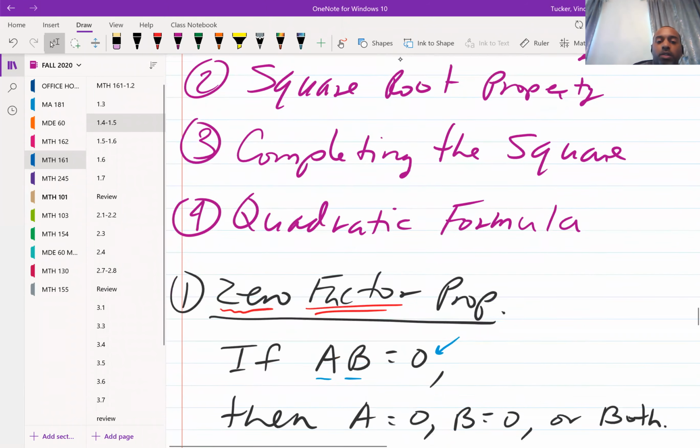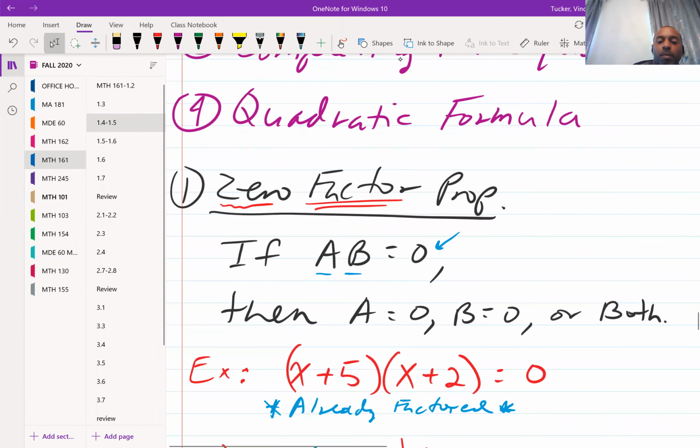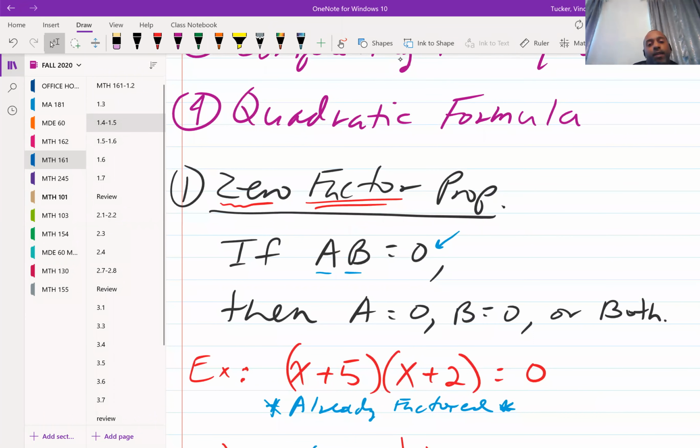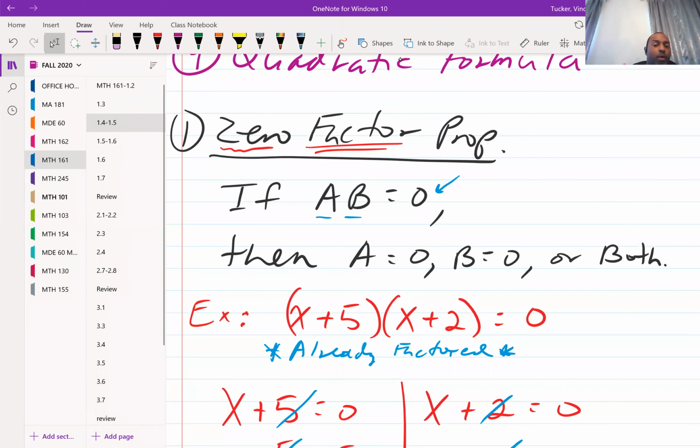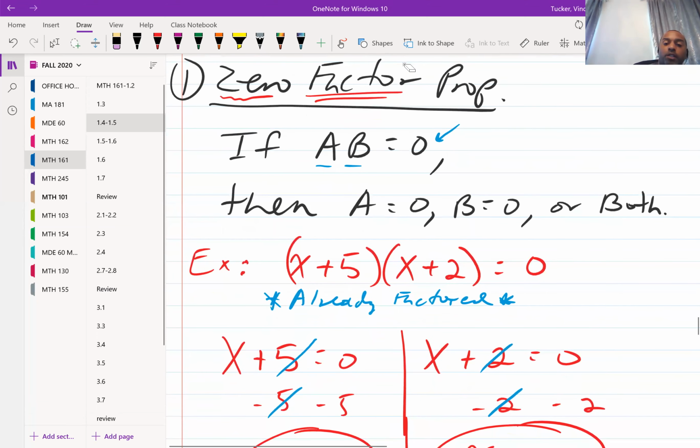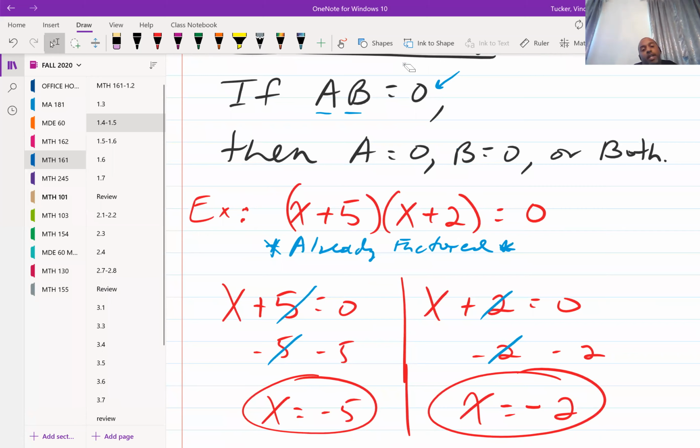All right, so let's look at the first method, zero factor property. It says if a times b is equal to 0, then that means that a is equal to 0, b is equal to 0, or both. All right, so bottom line, the way we use that to our advantage to solve these quadratic equations, once you factor your expression, let's say we've already factored to x plus 5, x plus 2, then we can take each piece that's been factored and then set them equal to 0 and solve. And that's how we'll get our 2 solutions.